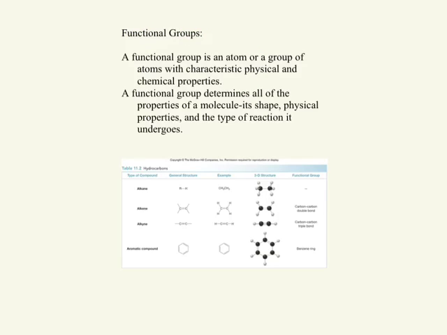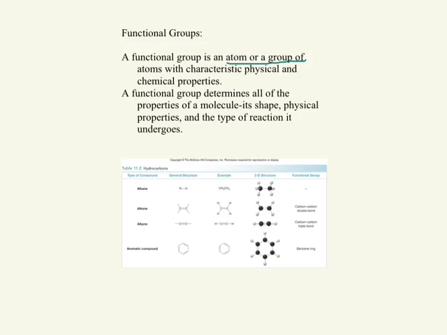In addition to strong C–C and C–H bonds, organic molecules also contain some other structural features, which we call functional groups. So, what is a functional group? It is an atom or group of atoms with characteristic physical and chemical properties.